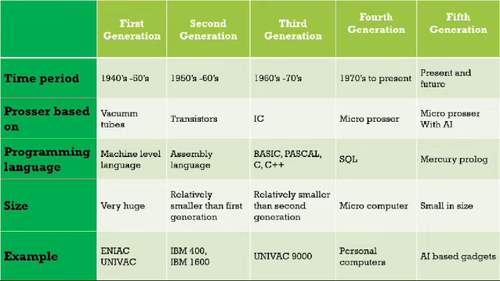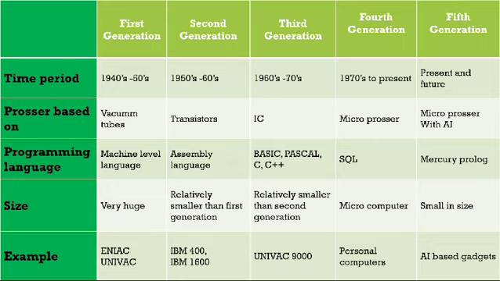Second generation computers are from 1950 to 1960. Transistors are used in second generation computer processors. Assembly level language was used in second generation computers and they are relatively small compared to first generation, but they are very huge compared to third, fourth and fifth generation computers.